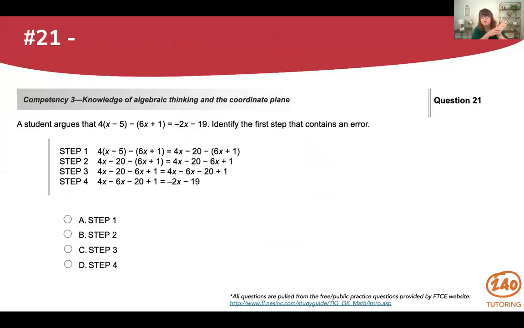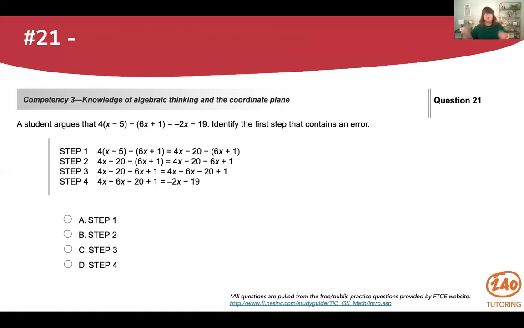This one is one of those tricky ones because you've got to find the error. It says a student argues that 4 parentheses x minus 5 minus parentheses 6x plus 1 equals negative 2x minus 19. Identify the first step that contains the error, and it shows you the student's work step by step. I'm going to be completely honest with you. The first time I read this, I missed the mistake. So apparently mentally, I made the exact same mistake. So that tells you how easy it is to miss it.